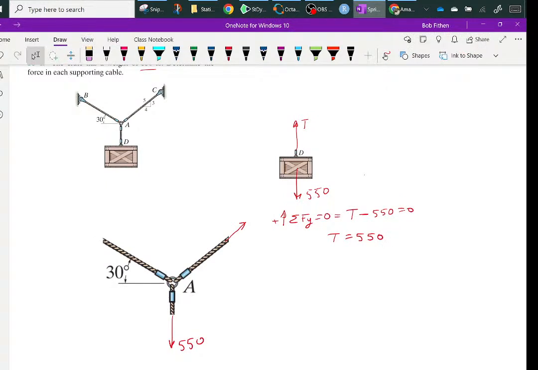So I'm going to call this tension towards C. I'm going to use that and that. And I'm going to call this one tension towards B. And then I didn't get to copy the 3, 4, 5, so I'm going to put it down here: 4, 3, and 5.